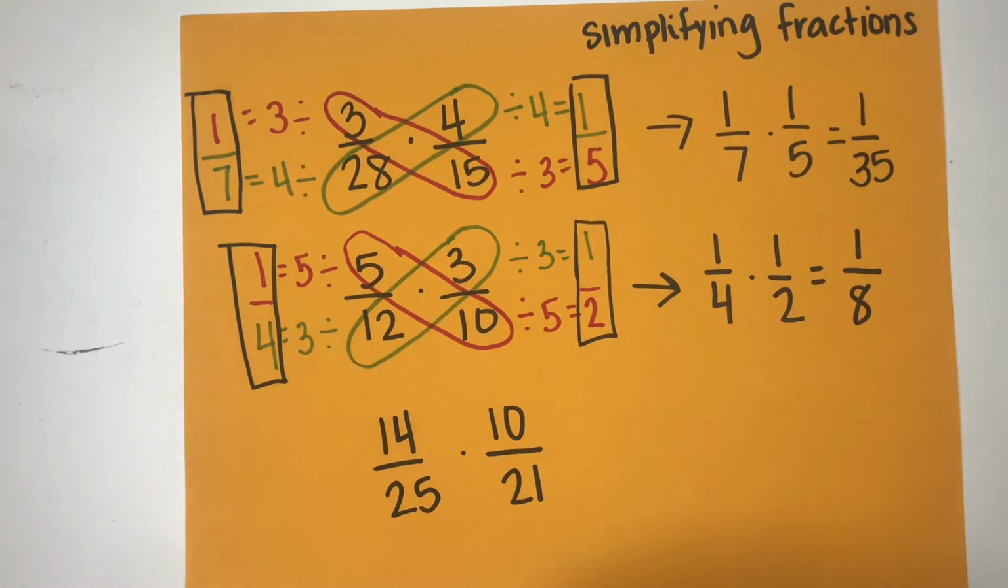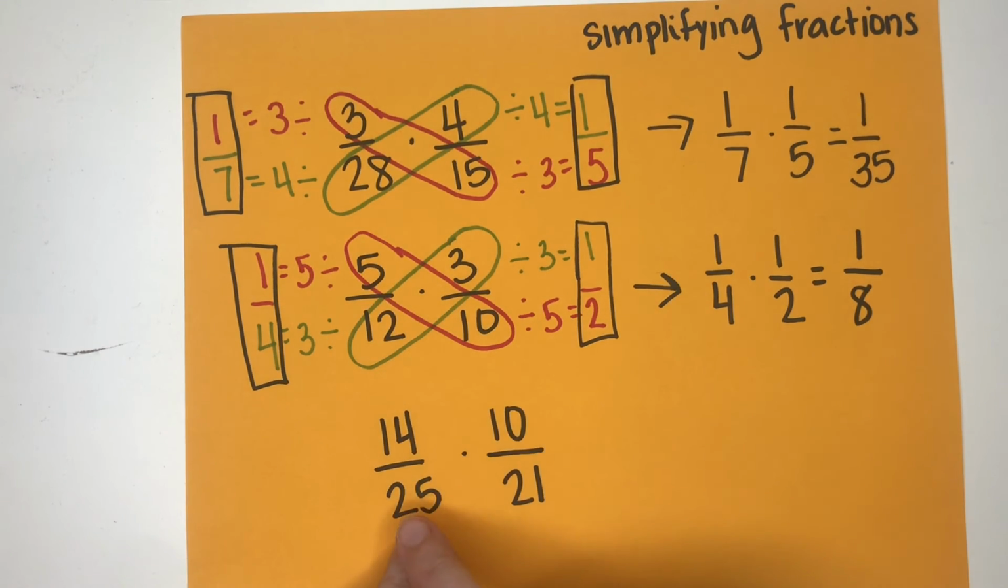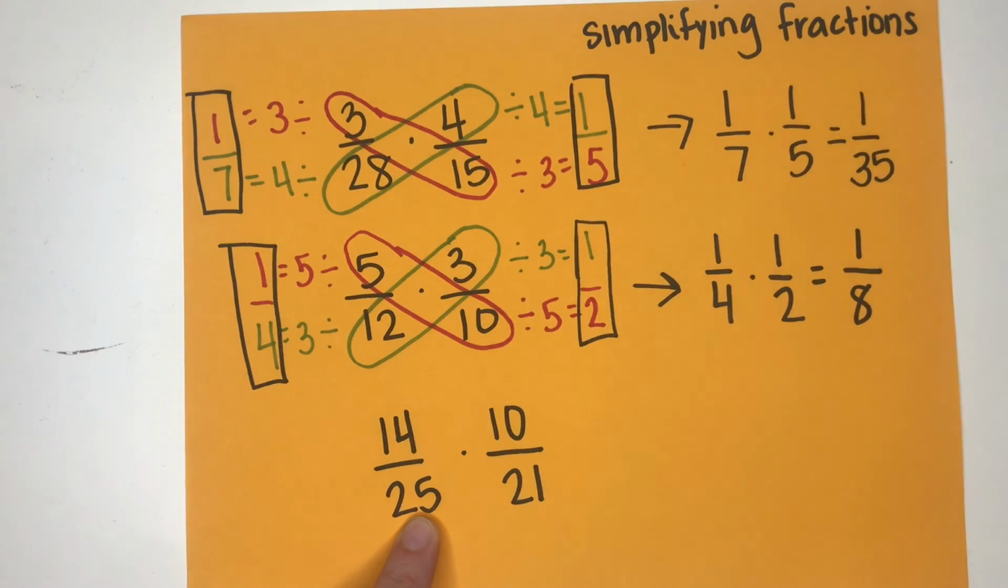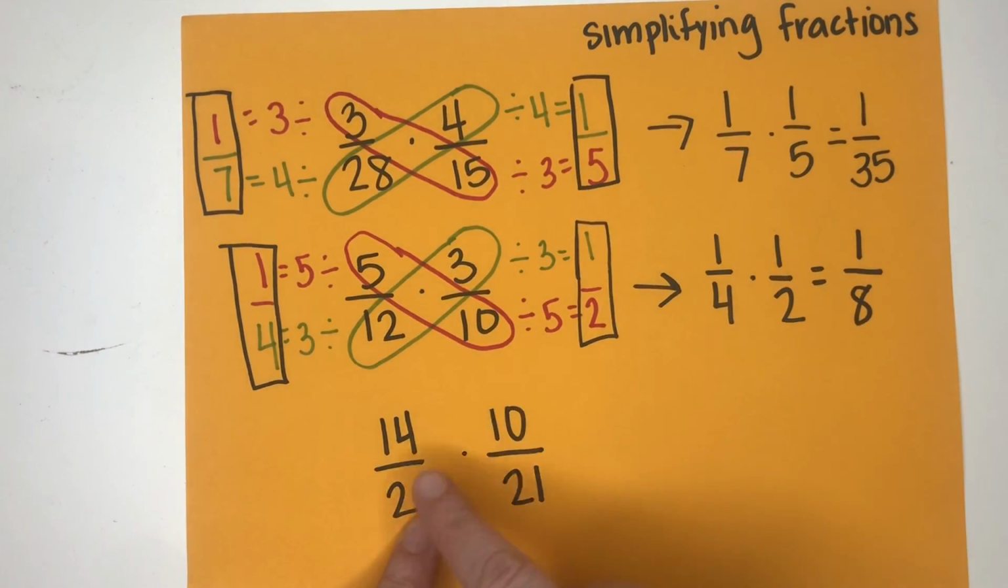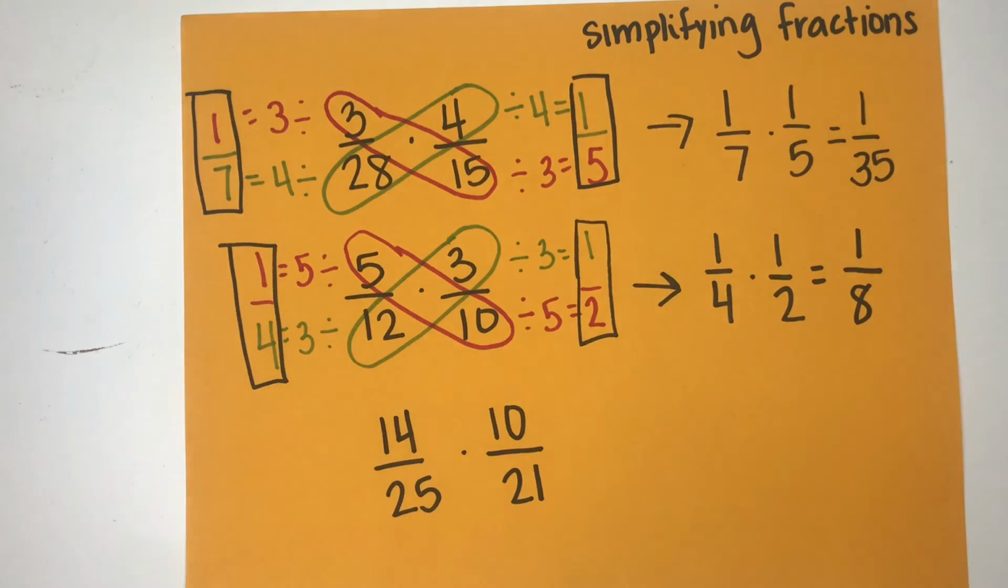Now this one's a little different because I already can see that 10 and 25, 10 doesn't go into 25 evenly, but they do have a factor in common. Think of those factor rainbows. Think of two digits, and then on the other side, we're going to think of also a digit here that they have in common. All right, my friends, give that a try, and I'll check back in with you next time.